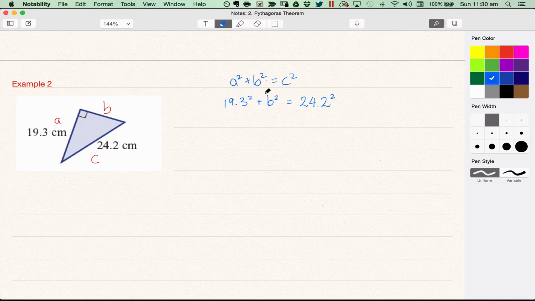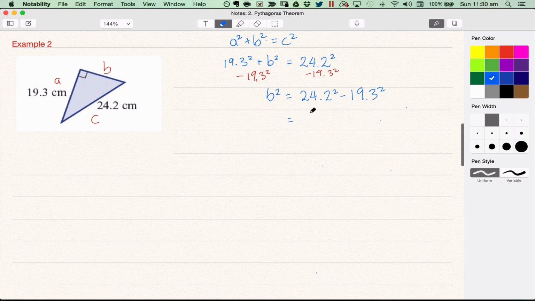Now, we're going to have to do a bit of arranging because we want to get the B by itself. So if we take away this from this side, we should be left with B. So I'm going to take away 19.3 squared. Take away 19.3 squared. And these two will cancel, so we're just left with B squared equals 24.2 squared minus 19.3 squared.